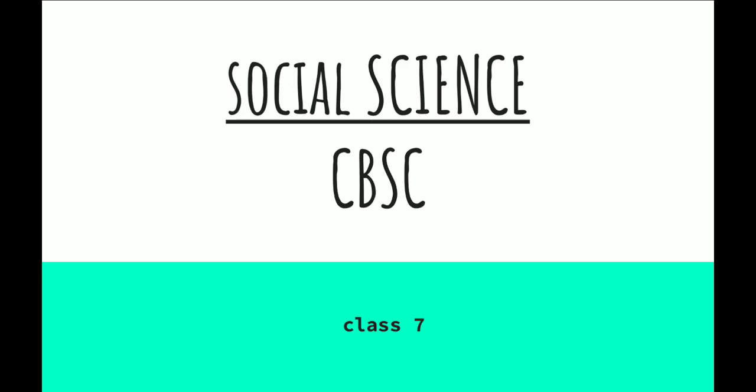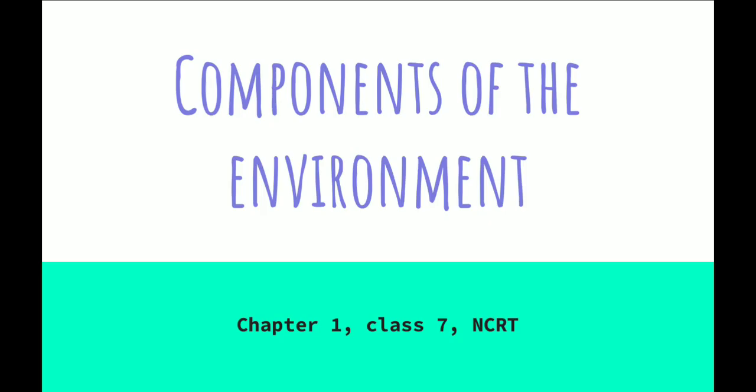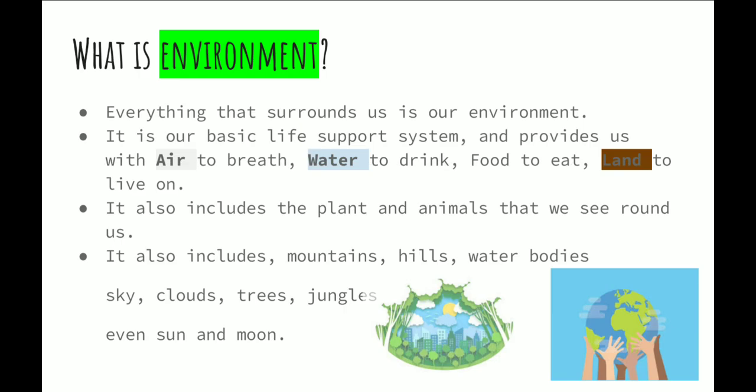Today's video is on the first chapter of social science. The chapter is Components of the Environment. Before we get further into what the components of the environment are, it is important for us to know what environment is. Everything that surrounds us is our environment.